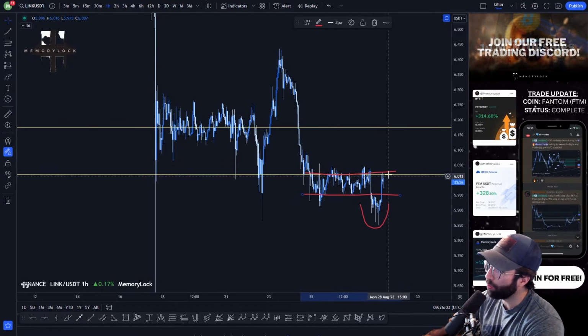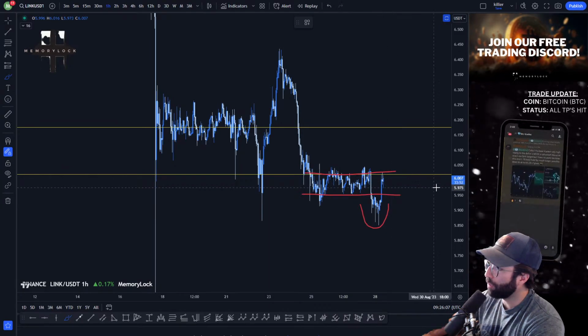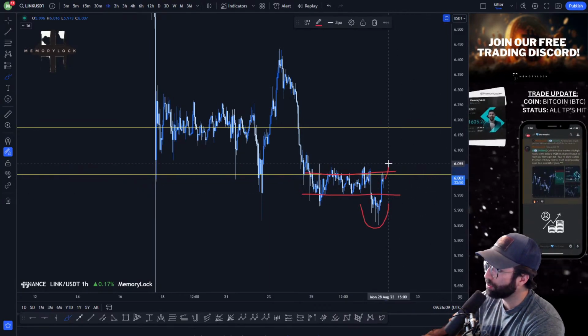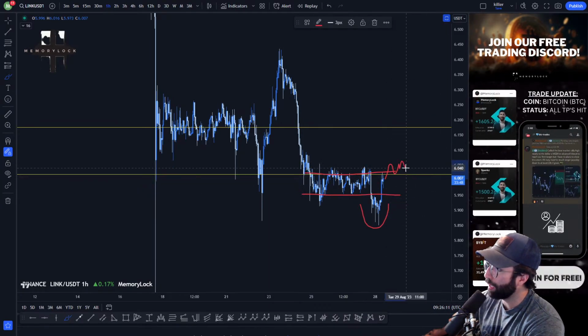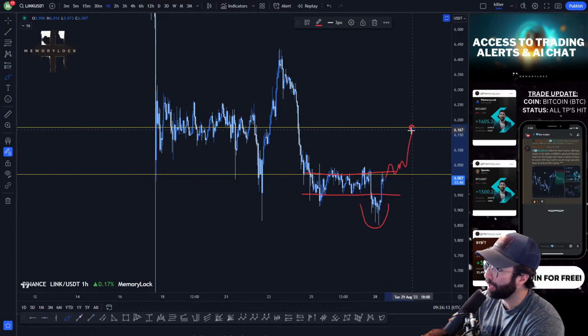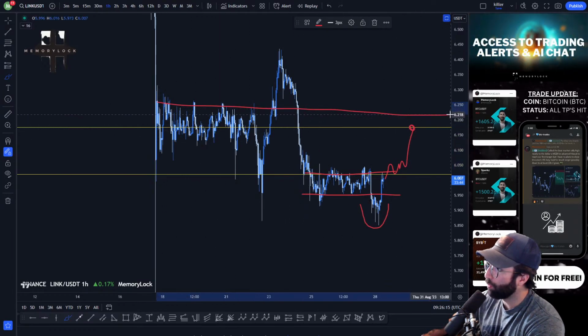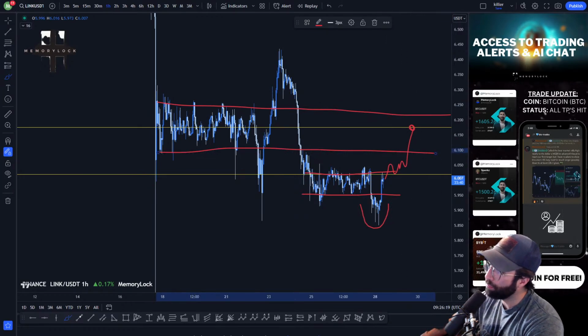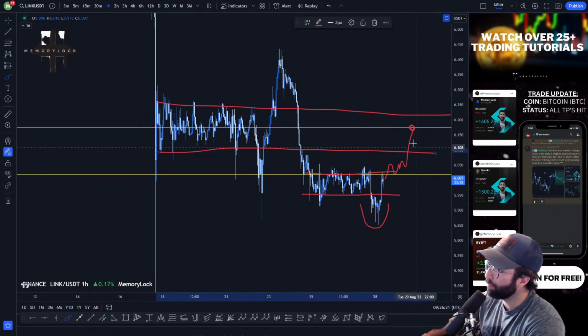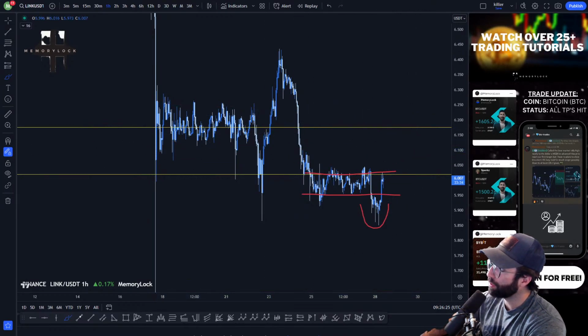And have since then broken back in and are now testing that high again. I don't see any reason why, if Link can find the strength to reclaim this level and have some degree of continuation to the upside back towards the 618, where we can get back inside this channel up here, it would basically be what I would look for: some kind of a move up and a reclaim of this zone for continuation to the upside.